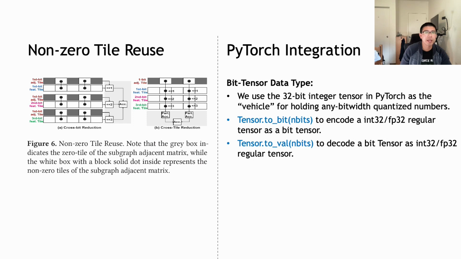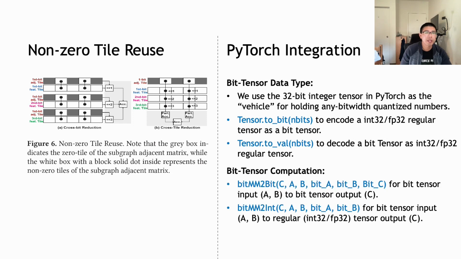The first one is tensor2bit, which will encode the int32 or FP32 numbers into a bit tensor. And the second API, to value, is to decode a bit tensor as the int32 or FP32 regular tensor.